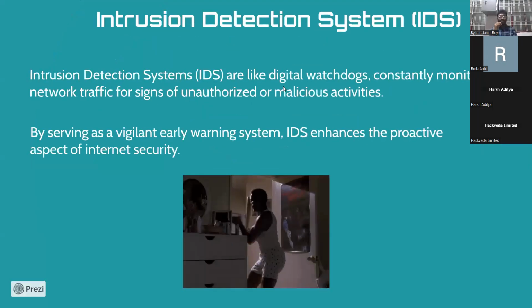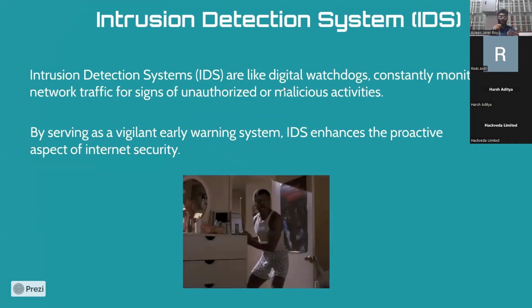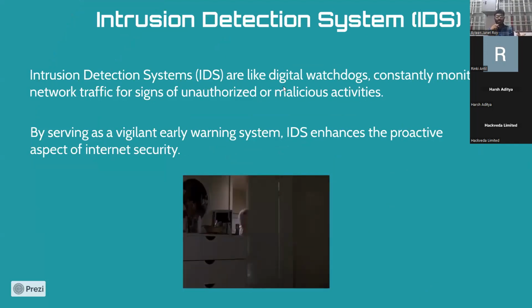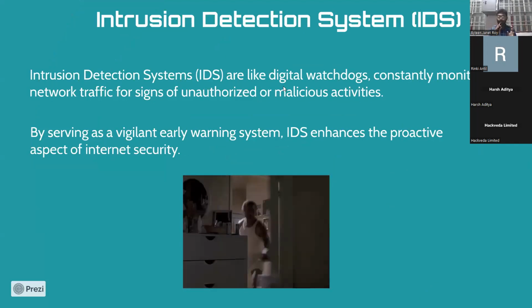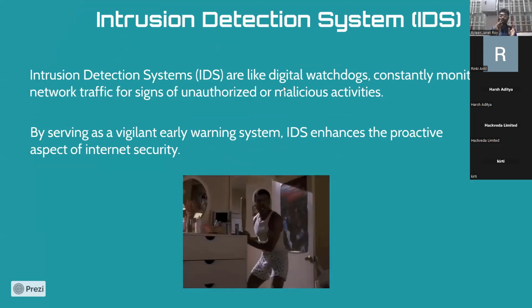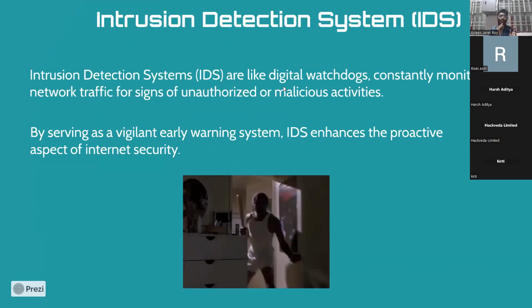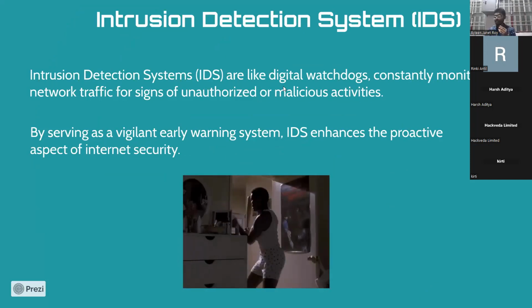And intrusion detection system. What is intrusion? Of course, you can see in the GIF, right? Someone entering into your personal space without even knowing who that is. Intrusion detection systems are like digital watchdogs. They continuously monitor the network traffic for signs of unauthorized and malicious activities. What is intrusion? Someone who is getting in in an unauthorized way. And what is detection? Knowing the person who is entering, and it is a system used for that purpose. That is intrusion detection system. And it enhances the proactive side of internet security. That's it.